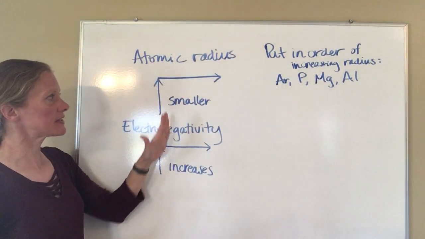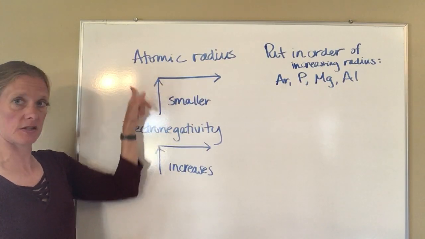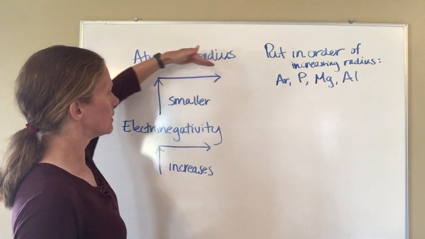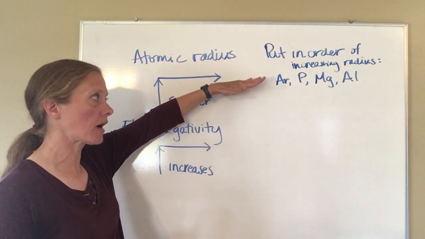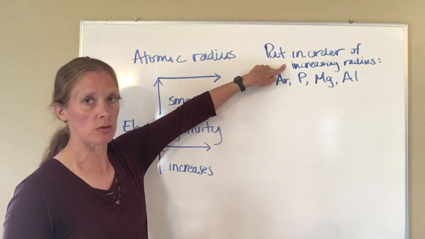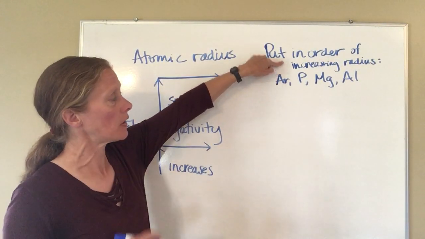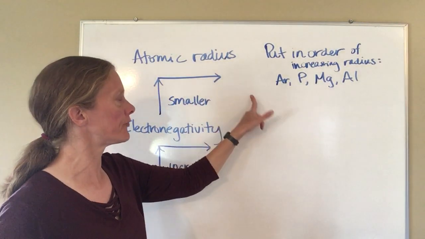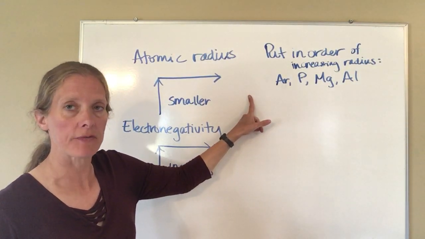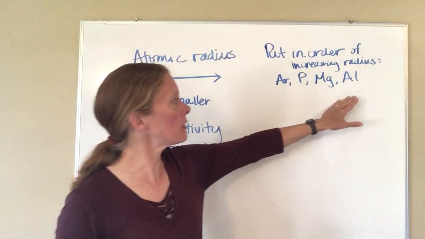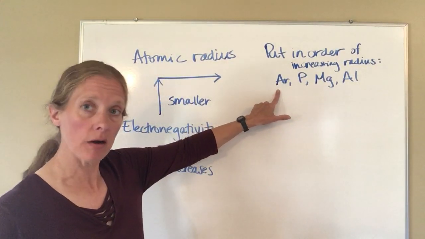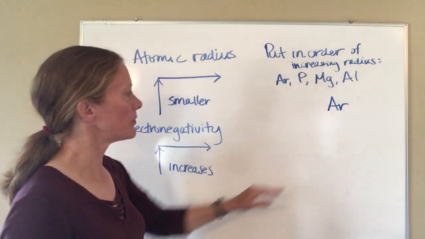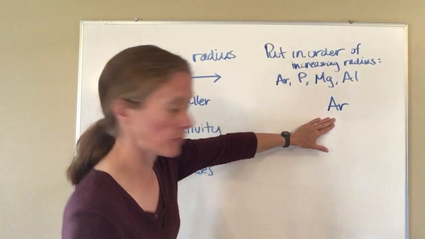So we already said that the radius in our little chart over here gets smaller as I go across the periodic table. This is asking for order of increasing radius, so it wants them in order of how the radius is going to get bigger. All of these are in the same row. So the one furthest to the right is going to have the smallest radius. Well, the element here that's furthest to the right is argon because it is the noble gas. So the argon is going to have the smallest radius.